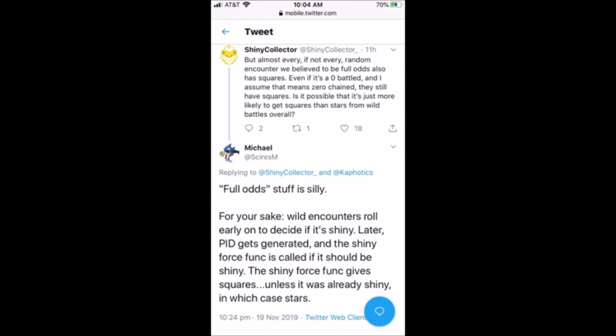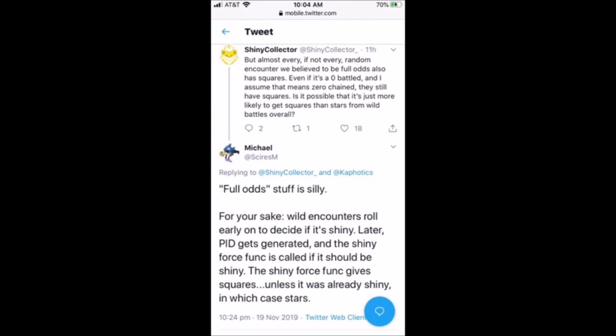This is huge, guys. Although it's not very clear, if you look into this in detail, this basically means that there is an almost irrelevant shiny roll originally given on all wild encounters. This is only applicable to wild encounters, and that shiny roll is mostly irrelevant, because we're going to go into it in a sec, but it's the PID which gives you the shiny. The PID is the personality of the Pokemon.